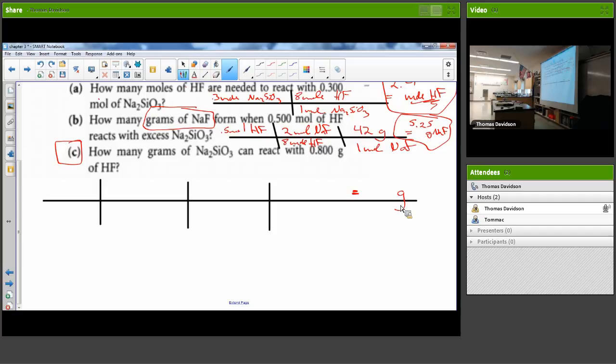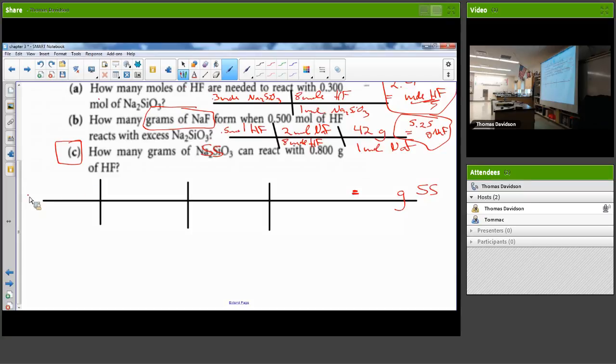Grams of Na2SiO3. This is called sodium silicate, right? So just for writing purposes, I'm going to call this SS. Now, you can do that too, but be careful. Make sure when you add all the parts, you remember it was Na2SiO3. How many grams of that can react with 0.8 grams of HF?